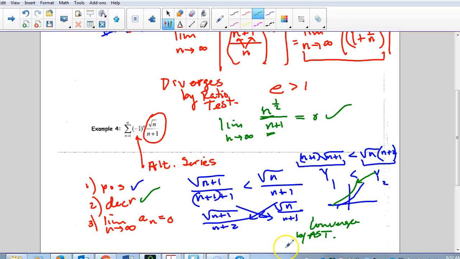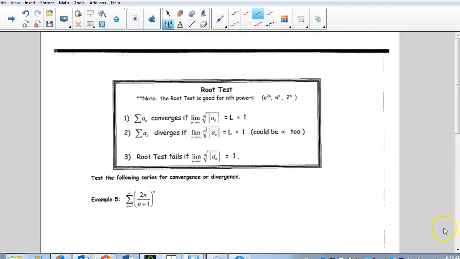Okay, done with the ratio test. The root test, which is the last one we're talking about, I call it kind of the dum-dum test. I mean, it's really weird because you just randomly make up this square root thing. So what it says, this is essentially the same as the ratio test. The rules are the same.